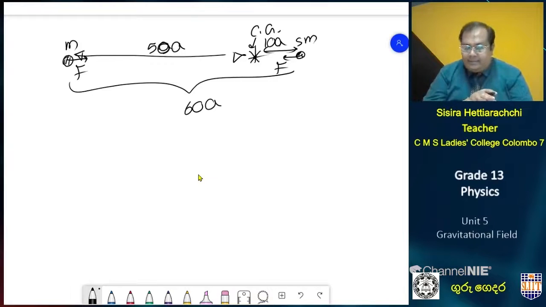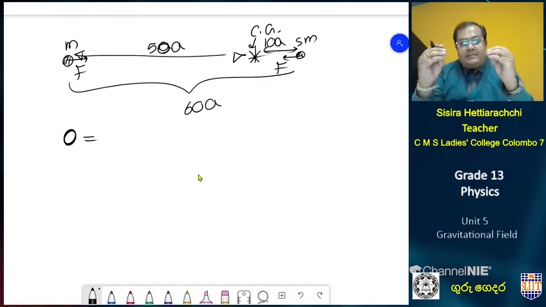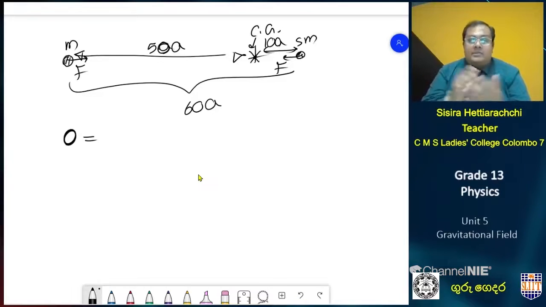Second method, you can think like this. At the beginning, they are released from rest. If they are released from rest, momentum is 0. At the beginning, momentum is 0. At any instance, they should keep that, because there is no resultant. If there's no resultant, we know momentum should be conserved along that line. Therefore, at the beginning momentum is 0, and at any instance they should have a total momentum of 0.